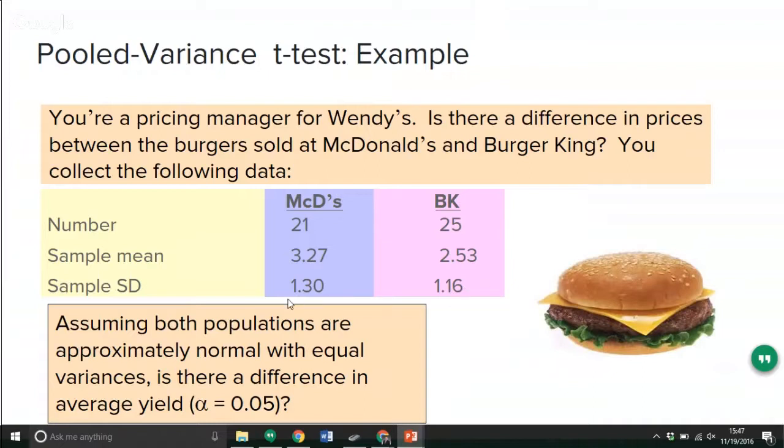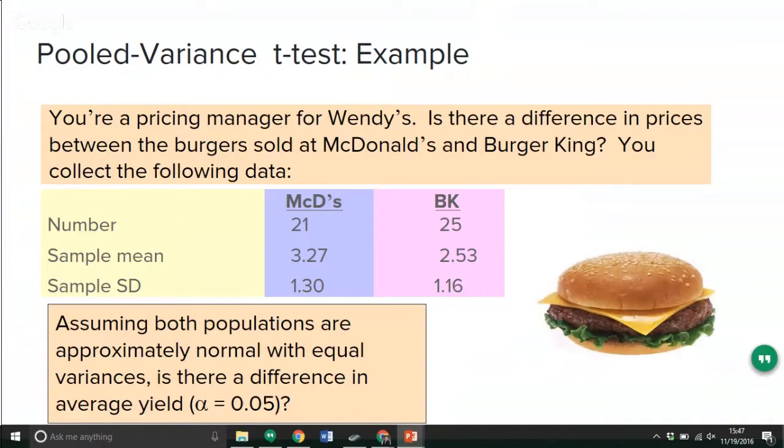Assuming that both populations are approximately normal with equal variances, is there a difference in the average yield? Okay, so let's ask this. What we're essentially looking to do is see, are McDonald's and Burger King similarly priced? And it gets a little confusing. Again, this is why we use statistics to make inferences.